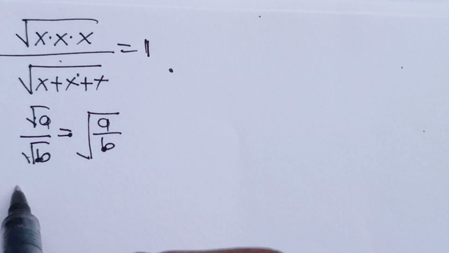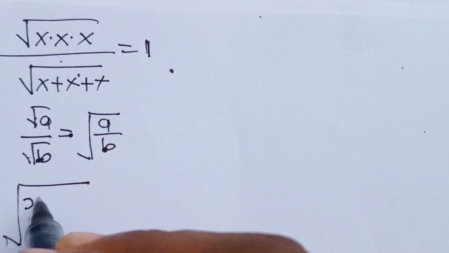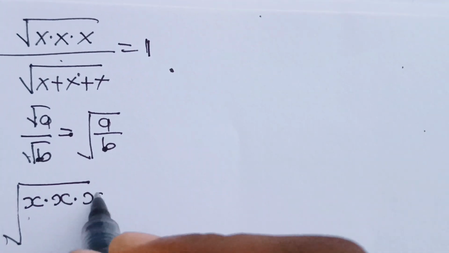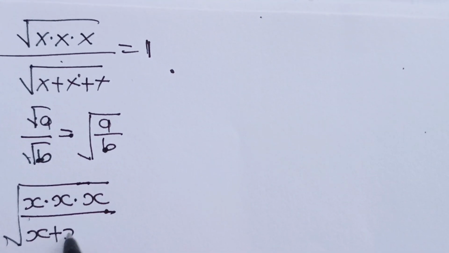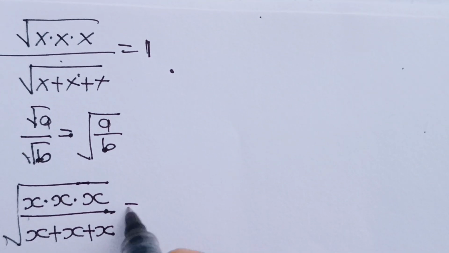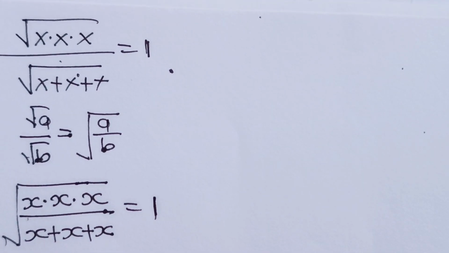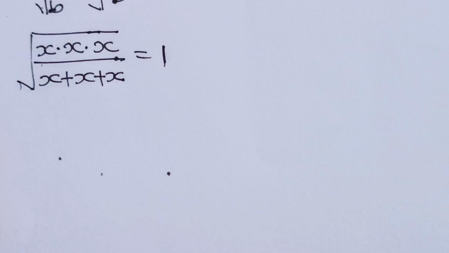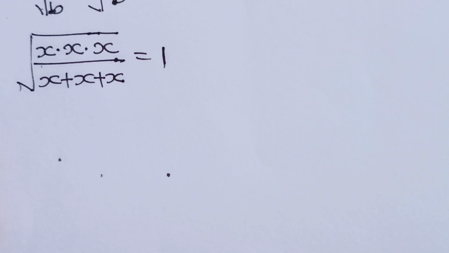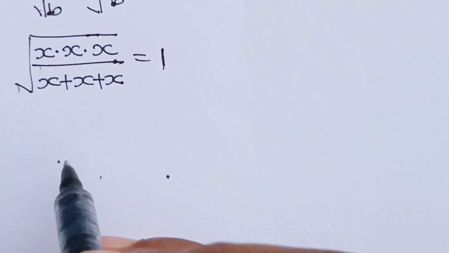So we have the square root of x multiplied by x multiplied by x, divided by x plus x plus x. Writing my x in this form is better for me. So pardon me, that is how I'll be writing it for now. All right. Okay.